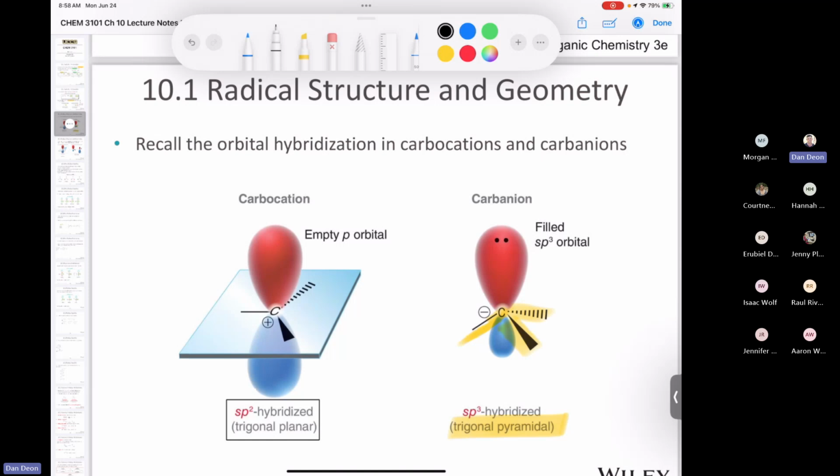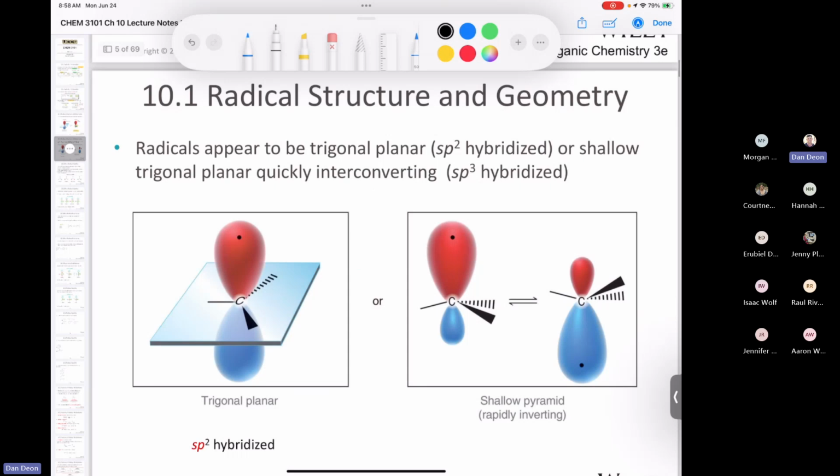But what if we have an unpaired electron on our carbon? So if we have a carbon radical, is that going to be trigonal planar, or is it going to be trigonal pyramidal? What is it exactly? Well, let's answer that. It says radicals appear to be trigonal planar, like they're sp2 hybridized, or shallow trigonal pyramidal that's rapidly interconverting. So we can either think of it as being flat, like trigonal planar, like this, or you can think of it as a very, very shallow pyramid. So shallow that it just inverts like nothing.